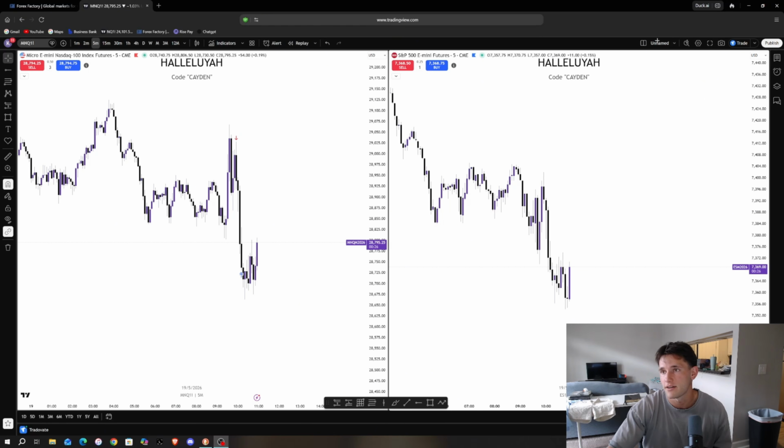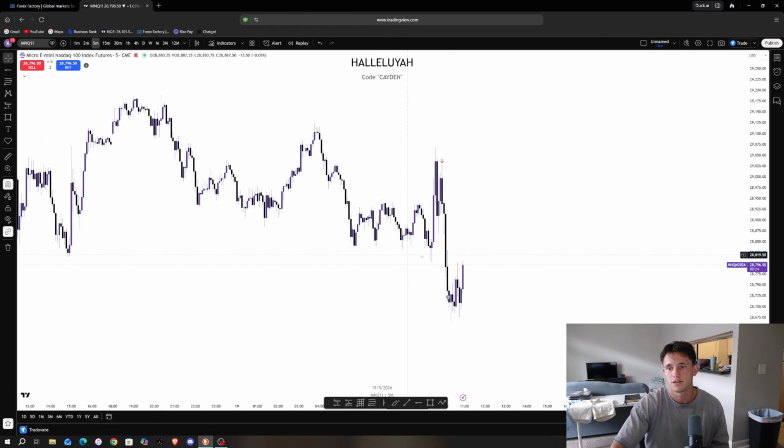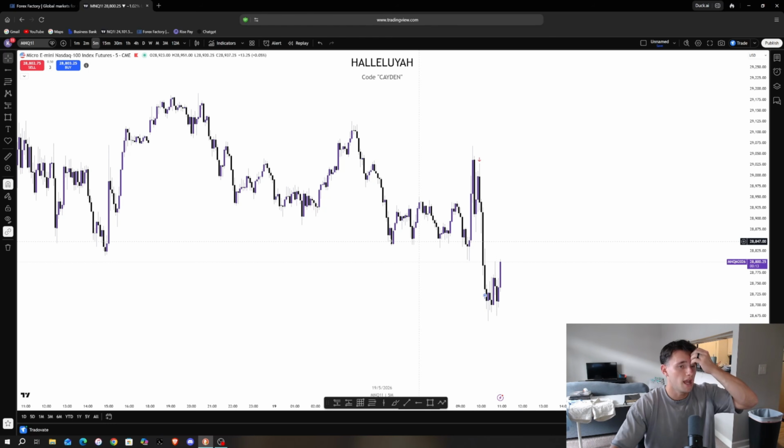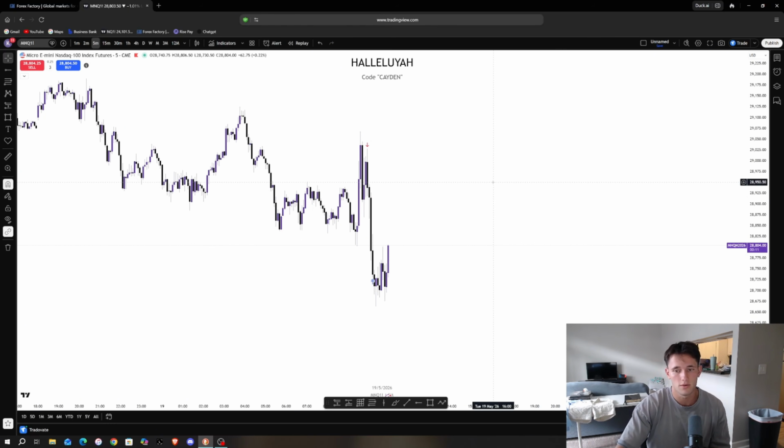So let's break this down. I'm going to go to full screen here. Just on NQ, as you can see, this is the trade entered here, sold here, solid trade, caught like 200 points. So let's break down what I was looking for, what I do every single morning at market open to then find my bias.